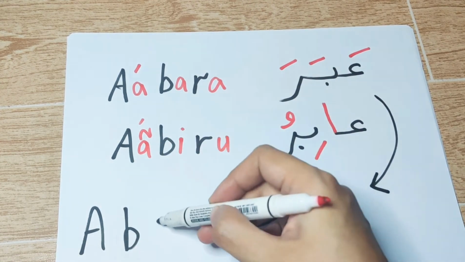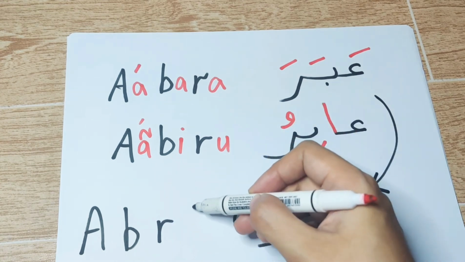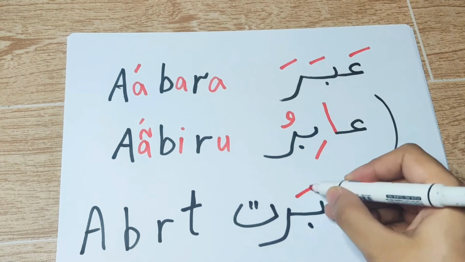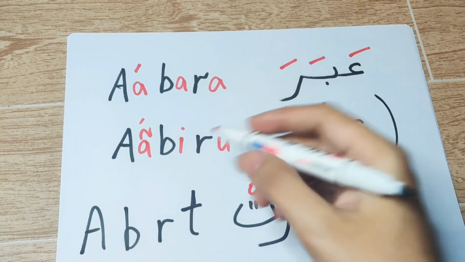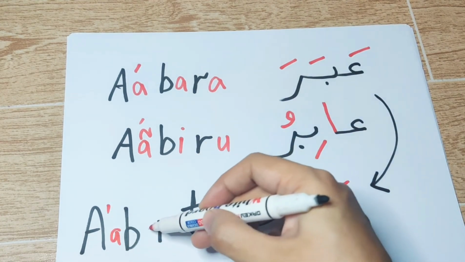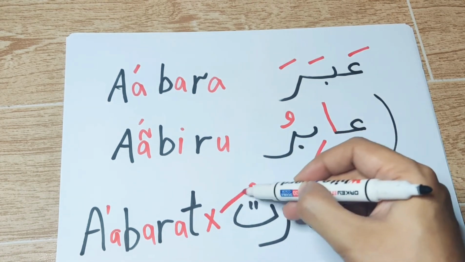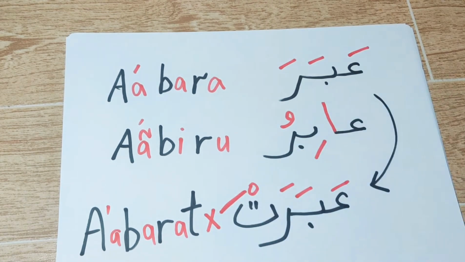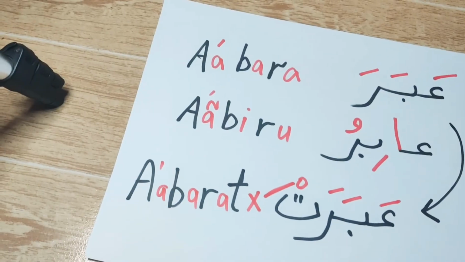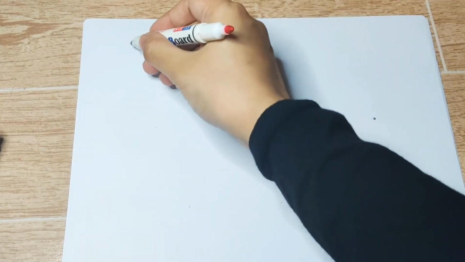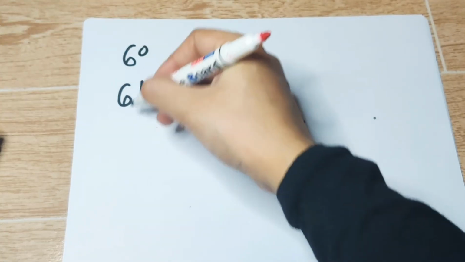For a female, we say abira. Abir for a male and abira for a female. And crossing for a female is abarat. We add that ta with sukun to indicate that this verb is for a female. Ain fatha, ba fatha, ra fatha, ta sukun. We read it as abarat. She crossed.